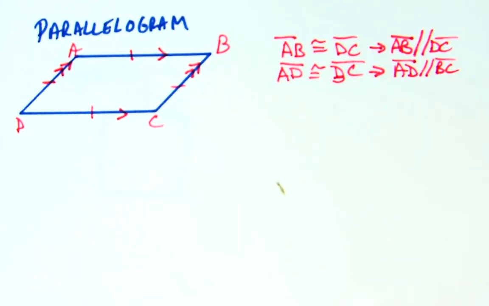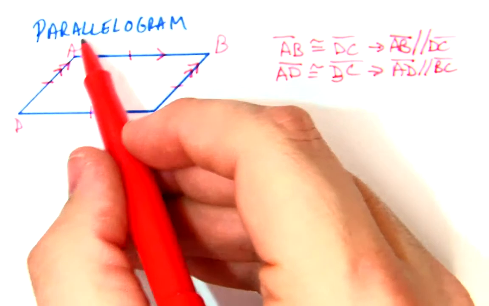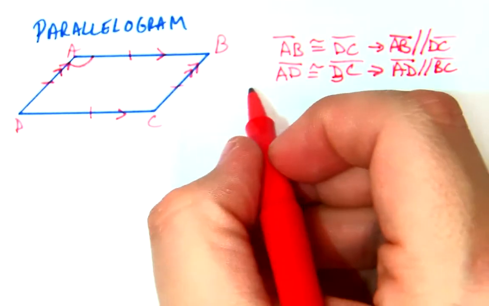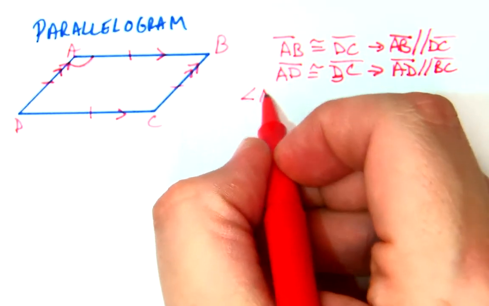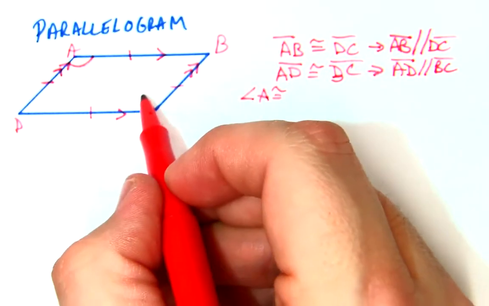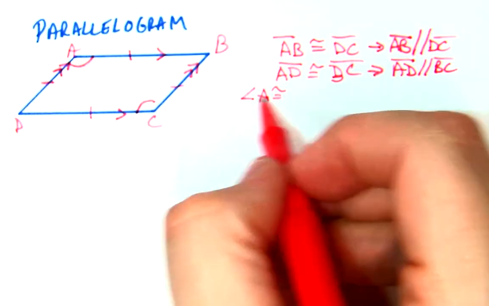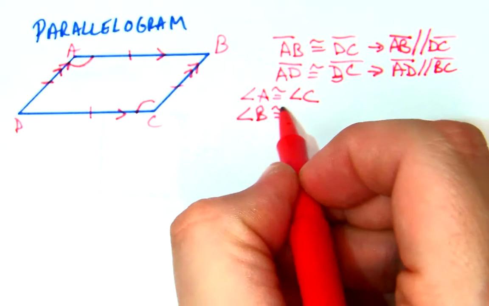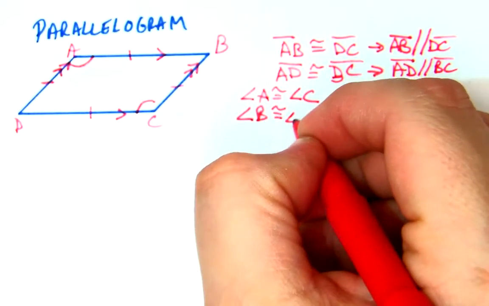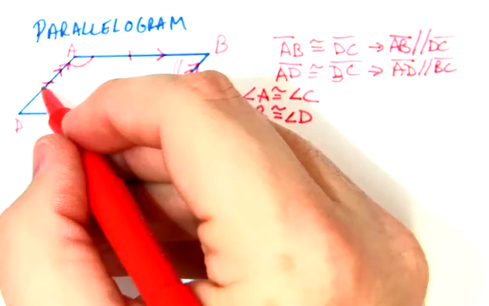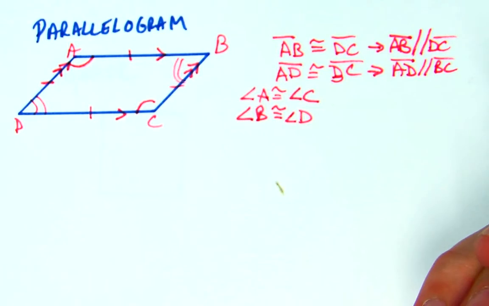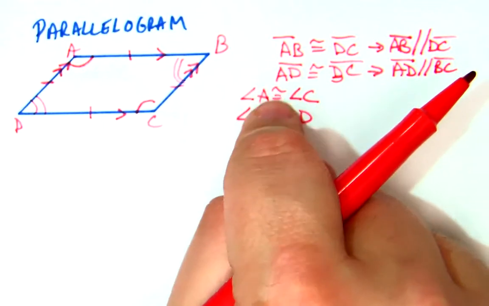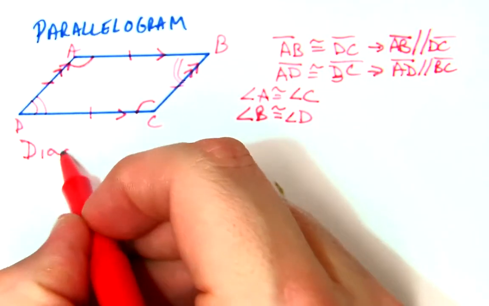What else do we know? What do you know about angles? Do you know anything about angle A? Opposite angles are congruent. Angle A is congruent to which angle? Angle C. And angle B is congruent to which angle? Angle D. So opposite angles are congruent. So we know stuff about the sides. We know stuff about the angles. What about the diagonals?